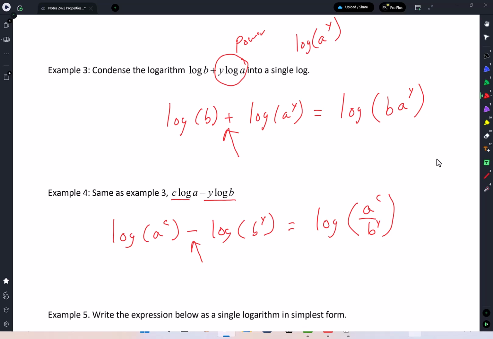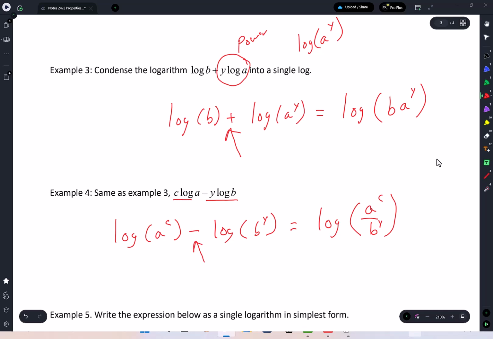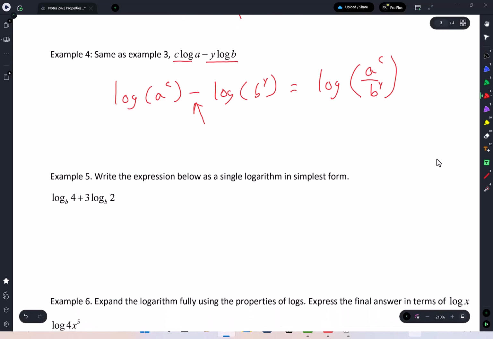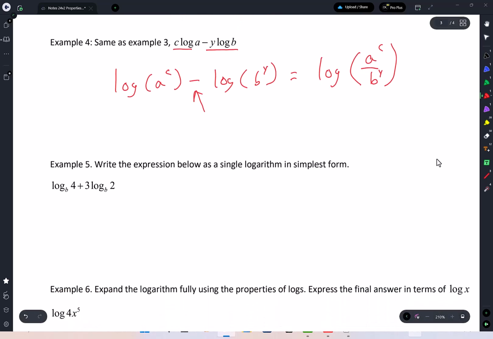What do you think? All right, here we go. Write the expression below as a single logarithm in simplest form. Oh, we got numbers. Relax.